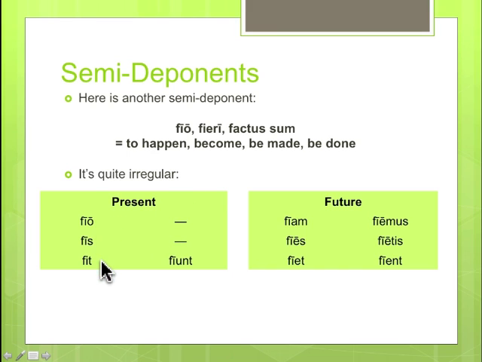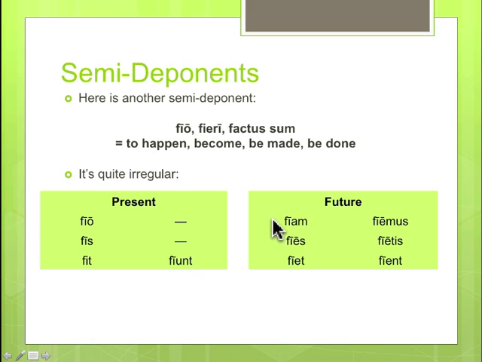Here it is in the present. Fio, fis, fit. These two parts are missing, and then fiunt. And those just have to be memorized. You will note, of course, that the long i had to shorten before this final t. We've seen that before.